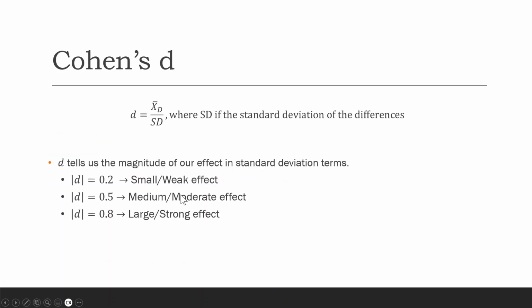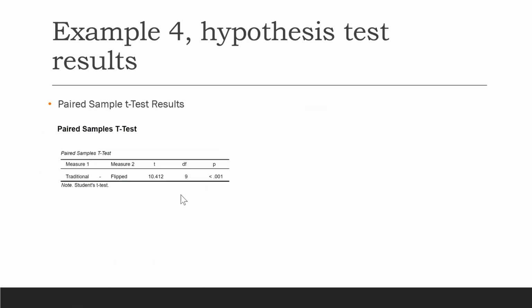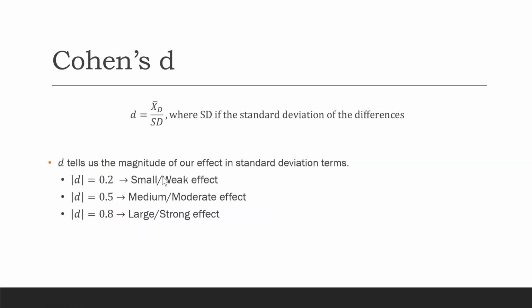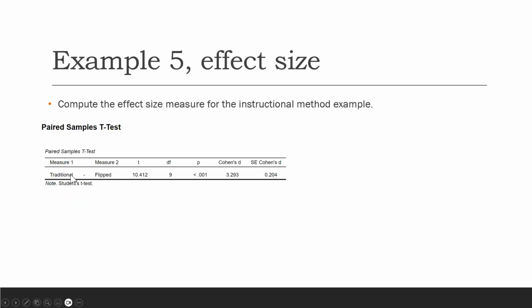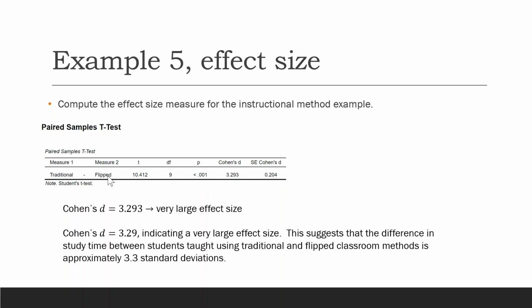And we know that those in the flipped classroom, because our t is positive, and when we saw our descriptive statistics, I didn't show the descriptives, but since our t value is positive and that numerator was x bar sub d, then we know that the traditional had a larger average. When we did traditional minus flip, we got a positive value. So traditional spent a lot more time studying outside the classroom compared to the flipped classroom, right? And that difference was approximately 3.3 standard deviations on average.